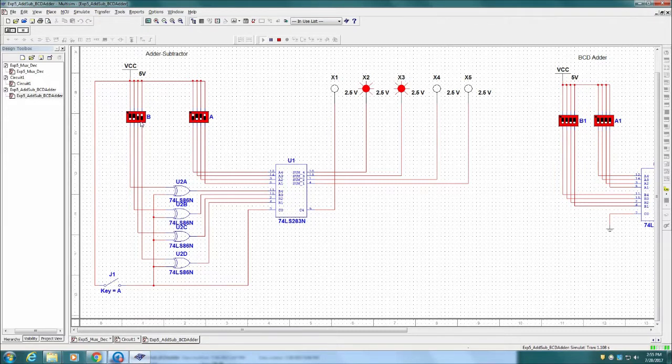0 plus 0 equals 0. 1 plus 0 equals 1. 1 plus 1 equals 2. 3 plus 1 equals 4. Similarly, we can check different input combinations.